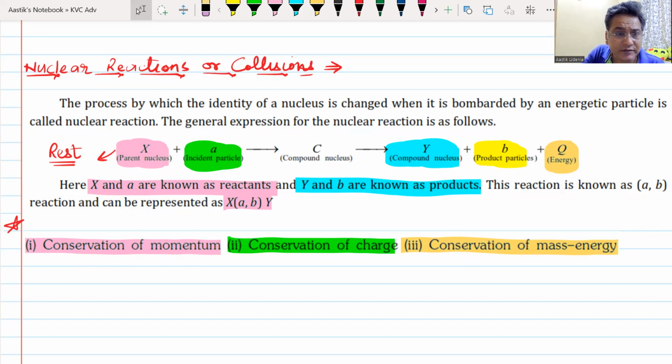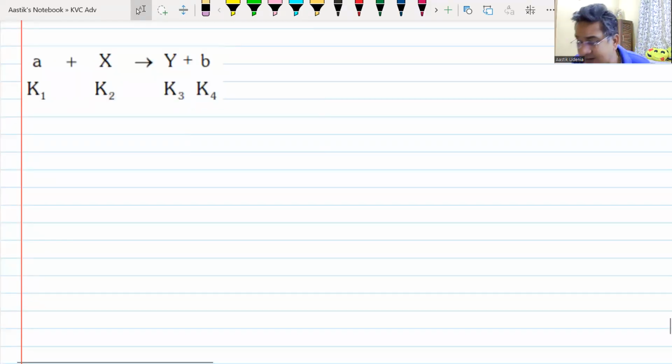Now let us move ahead and see this reaction in detail, and I hope that you don't get confused. So do it slowly. If you have any confusion, you can ask me. I'll go slowly. Now, if in general I take any nuclear reaction, A plus X will give you Y plus B. X may be some nucleus, A may be some particle which is bombarding it, Y may be the daughter nucleus, and B is the product that is formed.